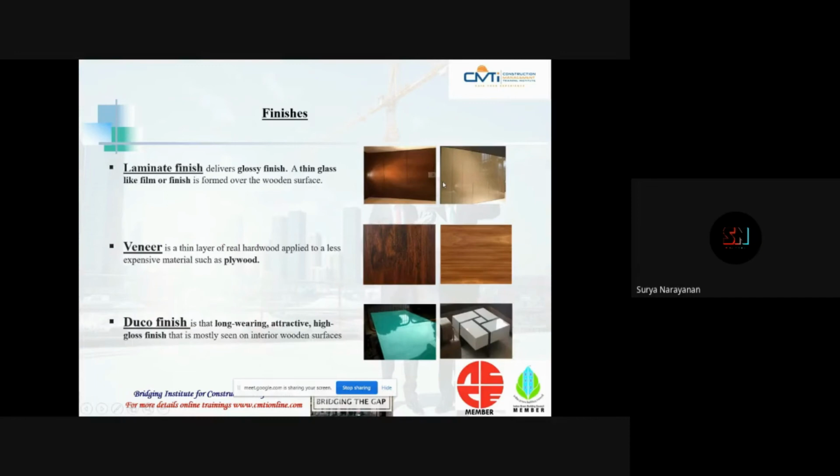Veneer finish is a thin layer of real hardwood applied to a less expensive material such as plywood. Plywood is the cheapest wood, so plywood is used for all interior designing. Duco finish is a paint which is long wearing and attractive, and gives a high glossy finish on interior wooden surfaces.